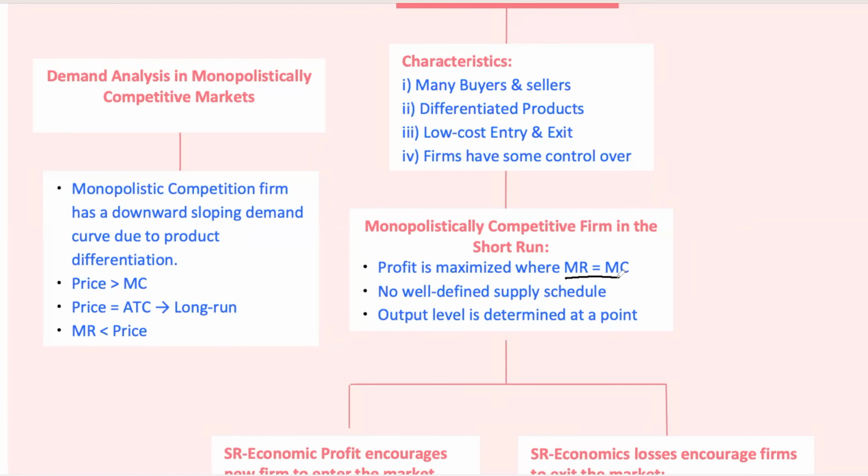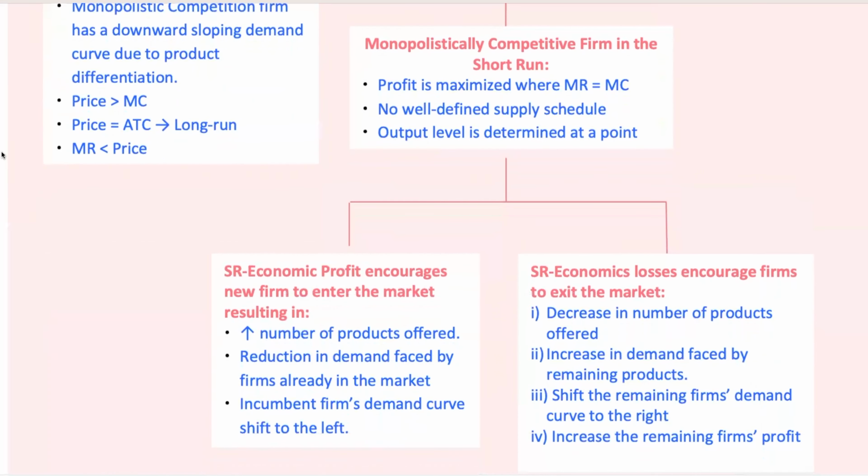To maximize profit, a firm will produce where its marginal revenue equals its marginal cost. In the short run, profit is maximized where MR equals MC. Short-run economic profits encourage new firms to enter the market, increasing competition and driving down profits.